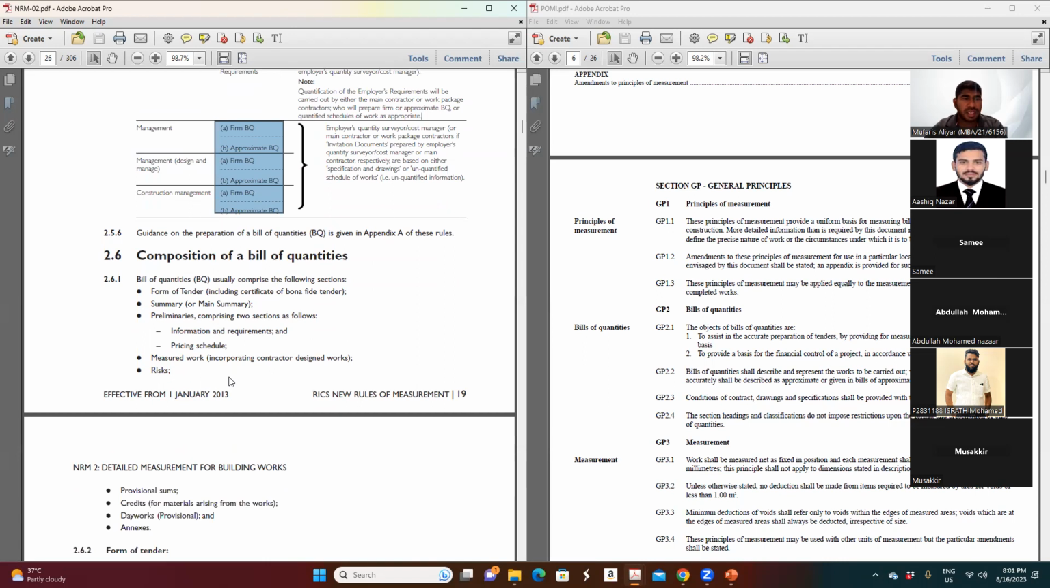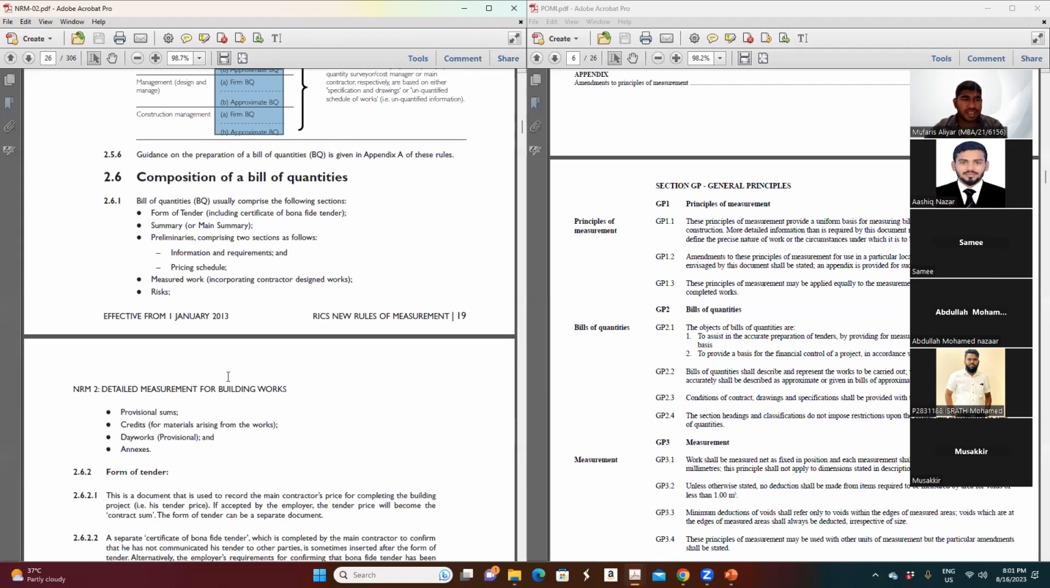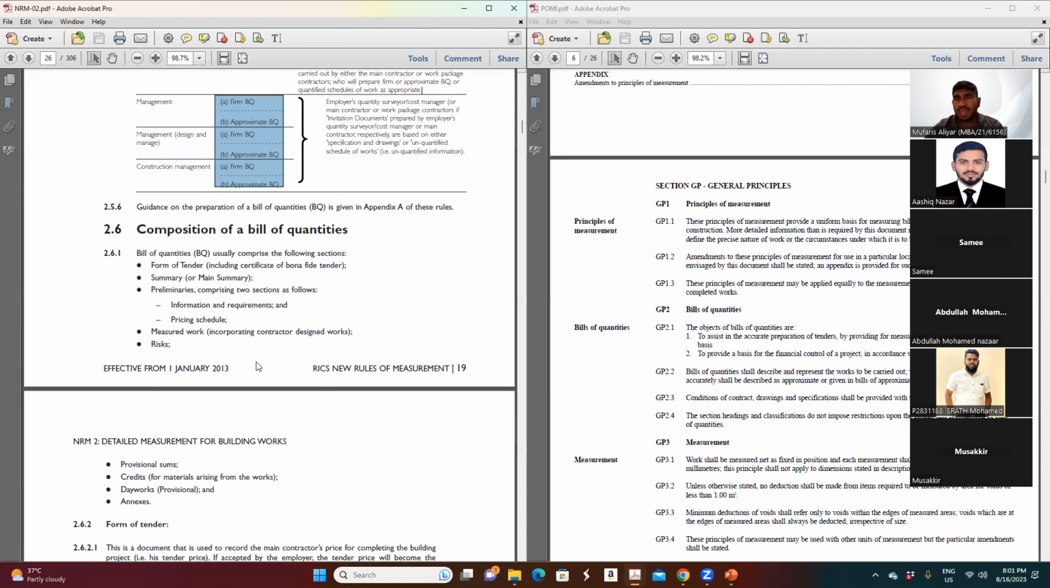That's fine. Then the composition of the bill of quantities. Here they mention how the bill of quantities has to be built: what is section 1, section 2, section 3, and what has to be included. Interestingly, they first mention the form of tender. What does form of tender mean? The final amount you get from the summary, the contractor will carry forward to the form of tender. If you see, the summary mentions carrying forward the amount to the form of tender.